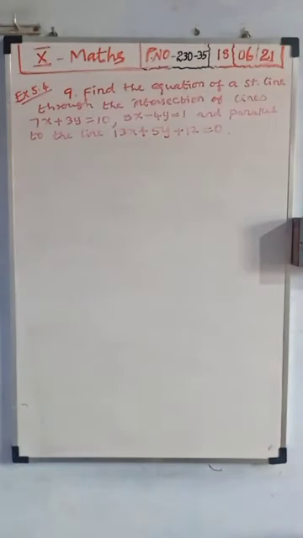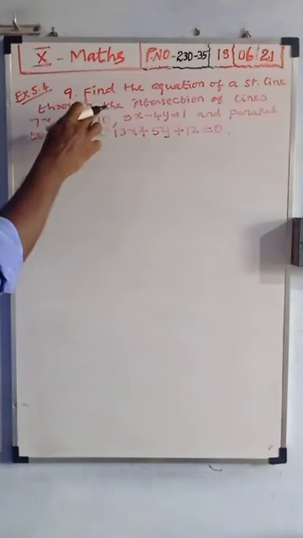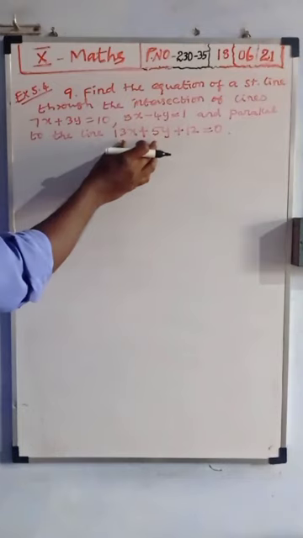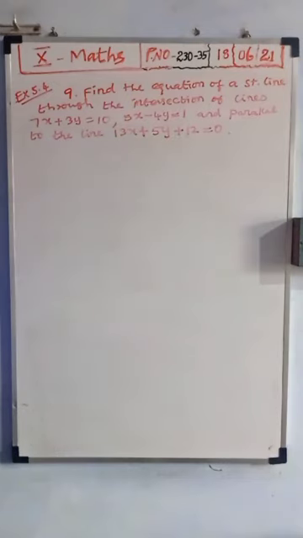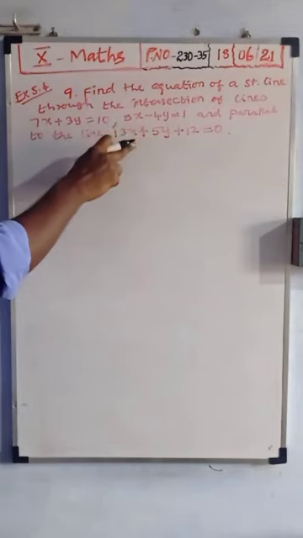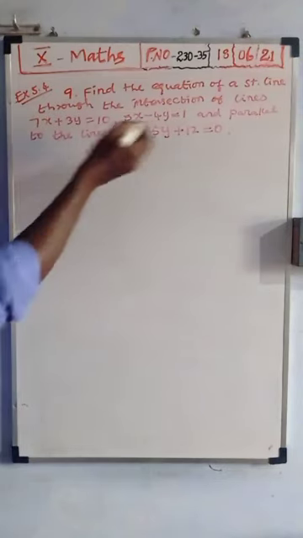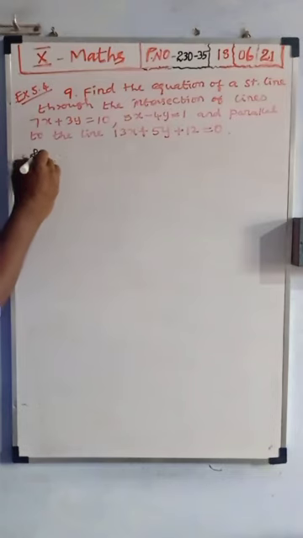See next question, 9th one. Find the equation of a straight line through the intersection of the two given lines and parallel to the line 13x plus 5y plus 12 is equal to 0. So first you want to find the point of intersection of the lines, and one more line is given, 13x plus 5y plus 12 is equal to 0. From that line you want to draw a parallel line. We want to get the equation of the parallel line. So see the solution first.